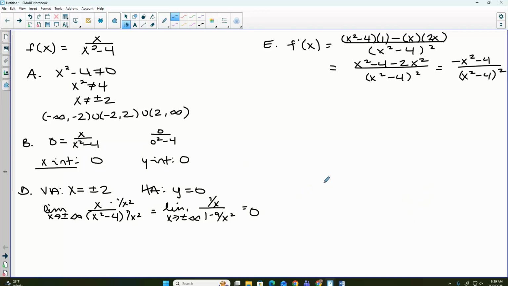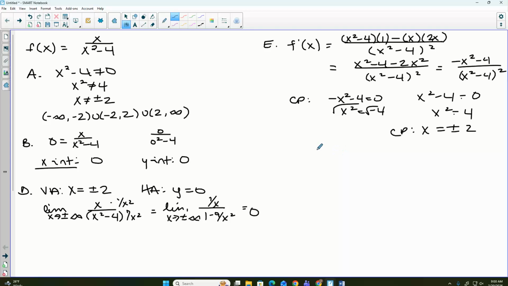All right, so then critical points is when this is 0 or undefined. If you set it equal to 0, so that's when the top is 0, you get imaginary, so we don't have to worry about that. But we also have to worry about when it's undefined. So that's plus and minus 2. So my critical points are plus and minus 2.